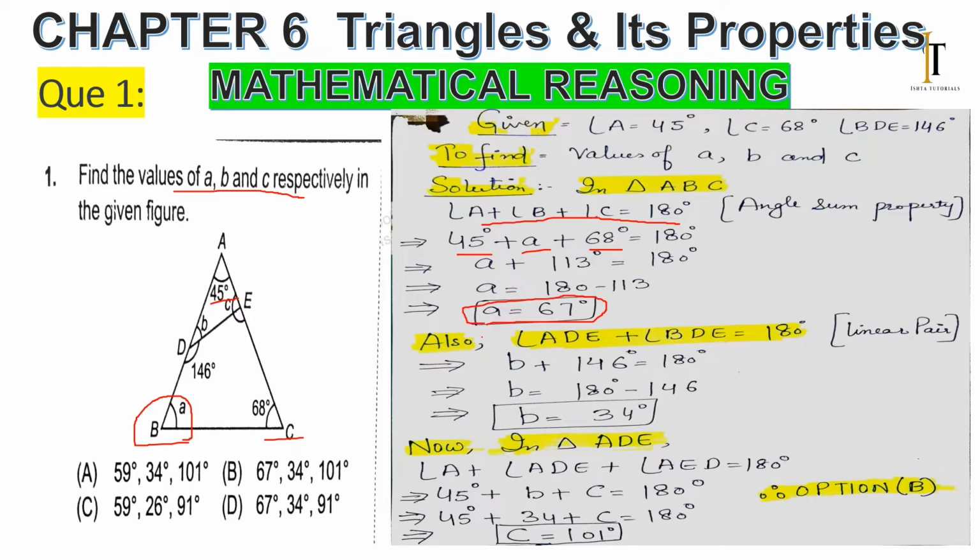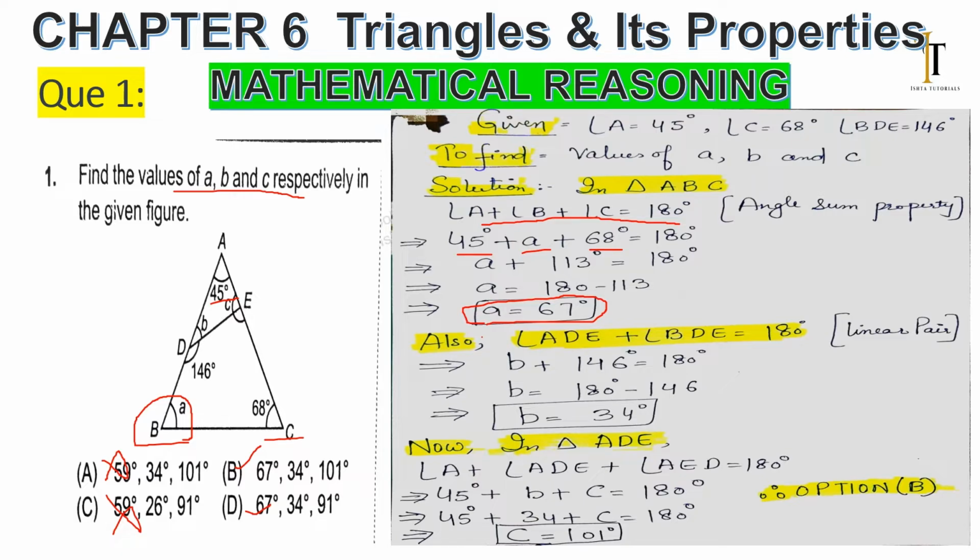In option A, the first value is 59. It means it's wrong. Again check in B, it's 67. Yes, it's right. C is 59, it's wrong. And D again 67, A is equal to 67, so it can be considered. Now let's find the value of B.